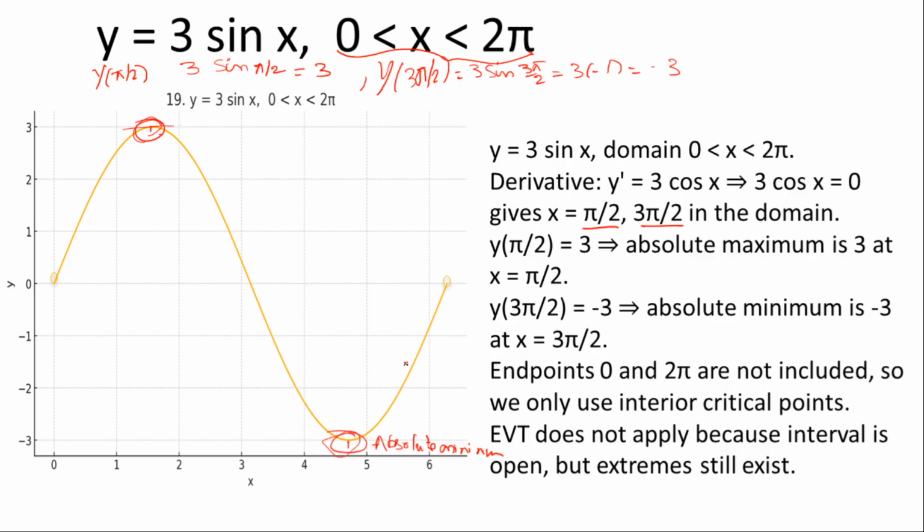Even though the extreme value theorem does not apply because the interval is open, the extremes still exist. According to the extreme value theorem, if the function is continuous and on a closed interval, it is guaranteed to have an absolute maximum and absolute minimum. It does not mean that if the theorem does not apply, there is no absolute maximum or minimum. It means there may or may not be an absolute maximum and minimum. In the previous examples, there was no absolute maximum and minimum if the function was discontinuous or on an open interval. Here, the function is continuous but the interval is open, and even so there is an absolute maximum and absolute minimum.